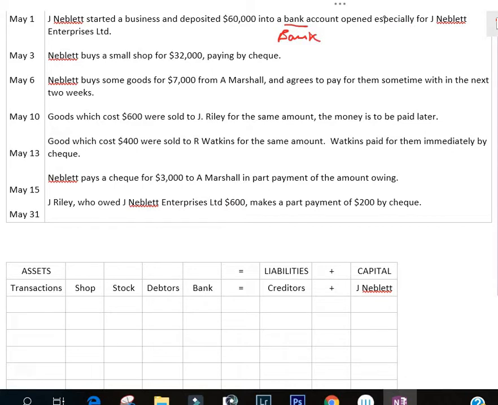Okay. Now, because Nebelit put his money into the company, the company now owes him that $60,000, and that's called capital or equity. So he can now withdraw up to $60,000 from the company at some point in time. So let's create an account for J. Nebelit as capital.